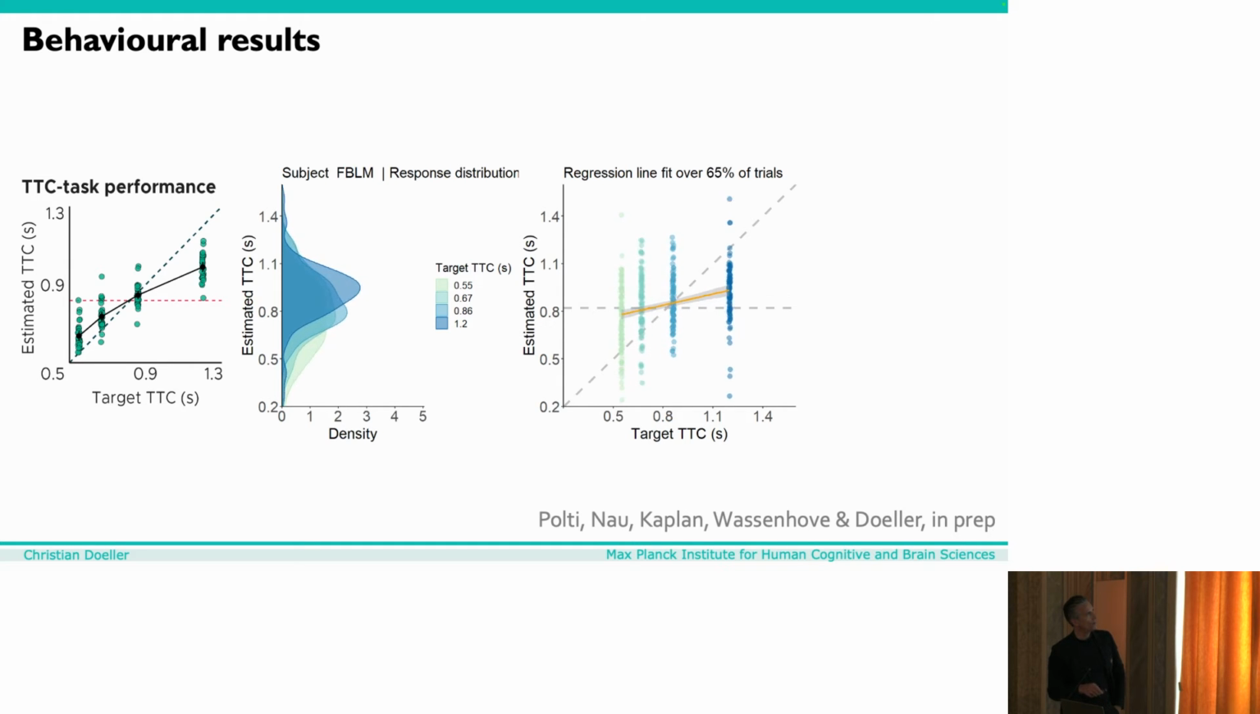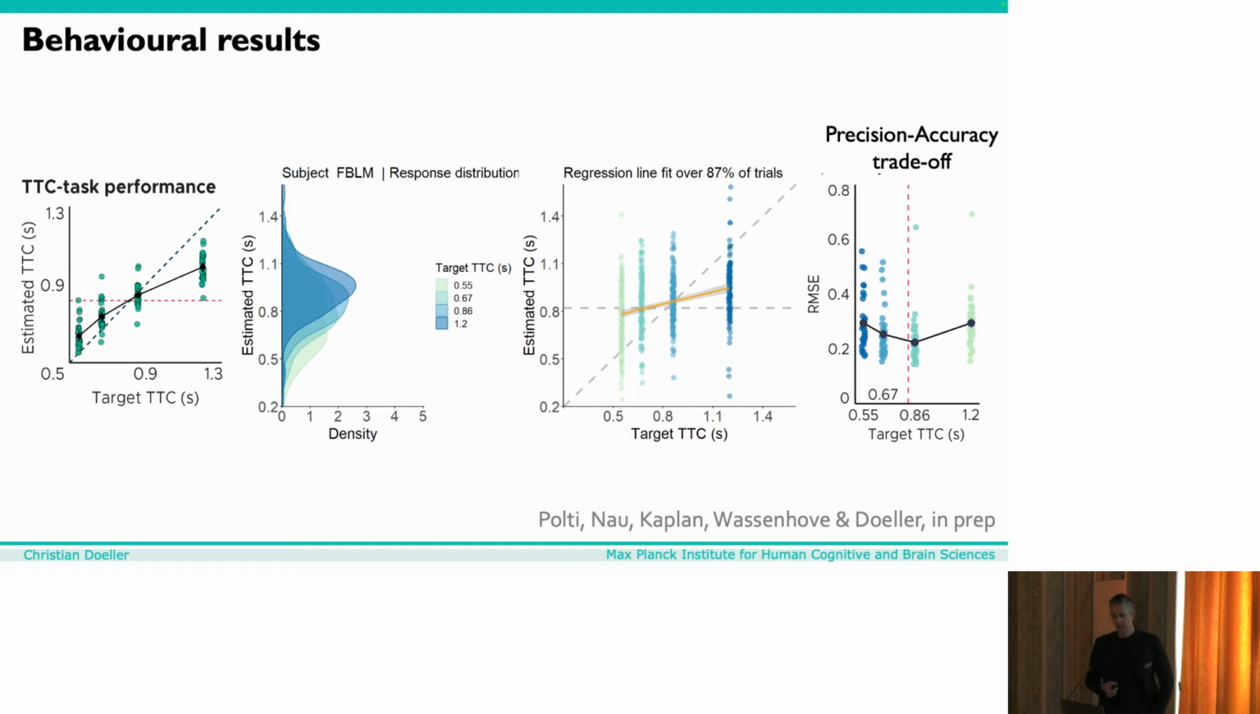So we can also quantify behavior with precision accuracy measures. And what you see is that performance is actually best for that speed level, the third one, which mimics the average of the entire distribution. That becomes relevant in a second.